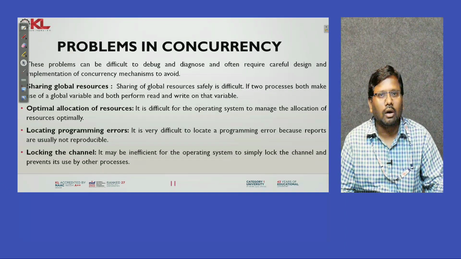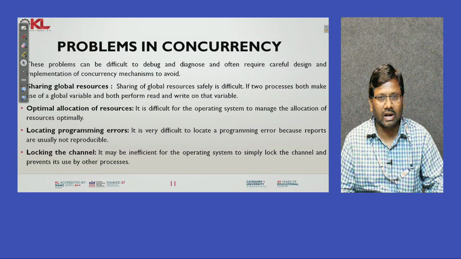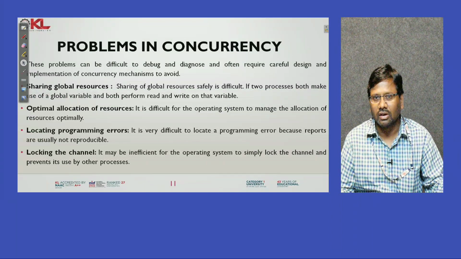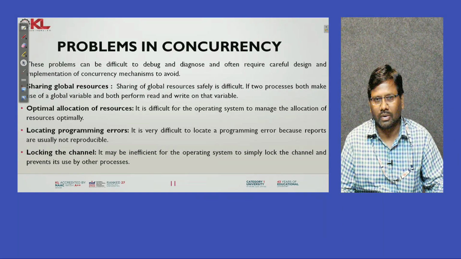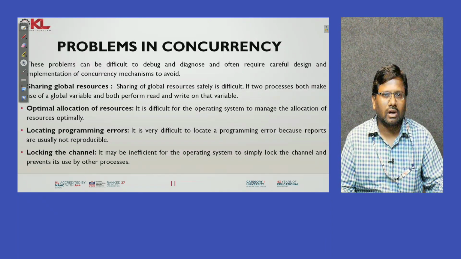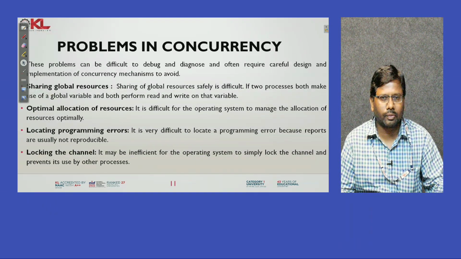Next, locating the programming errors. When we are running large programs, it takes a bit of time to find out where the error has occurred and what kind of error it is, whether a logical error or a different sort of runtime error. So that could also be a challenging problem here.